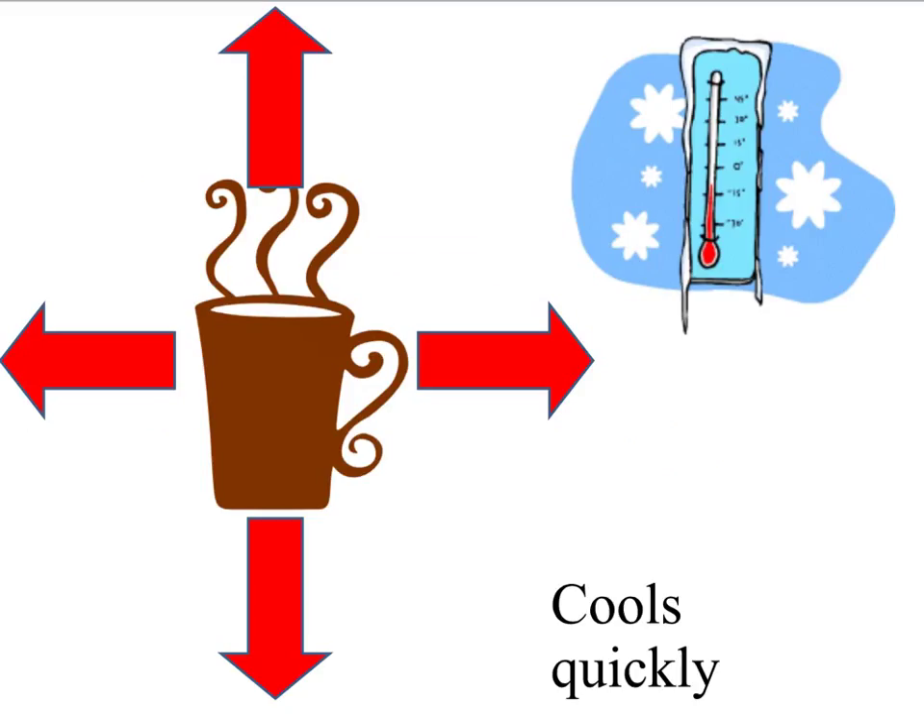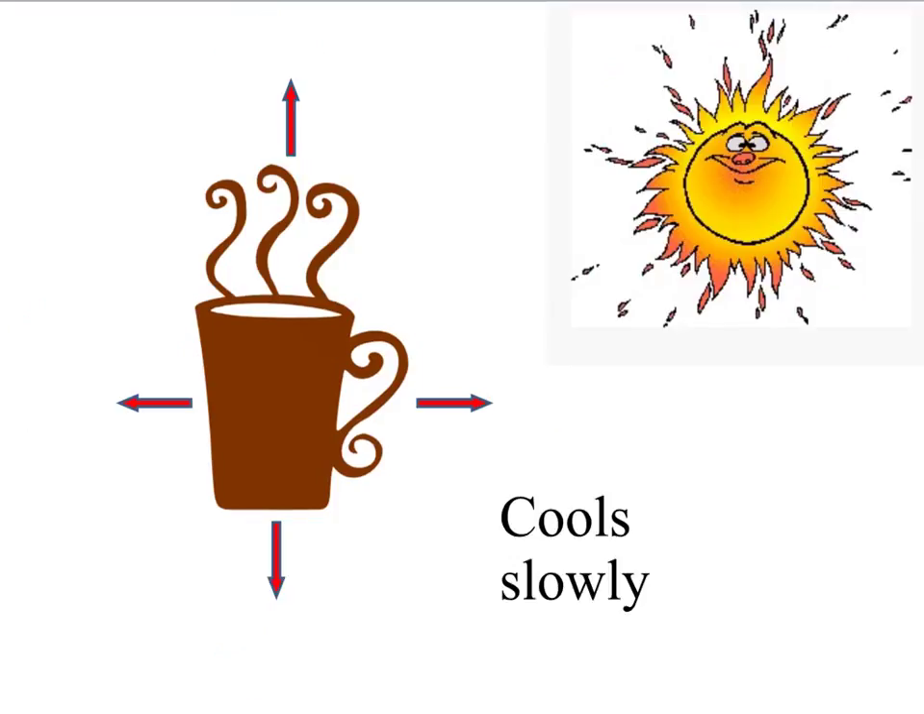One thing that affects how quickly an object like a cup of tea cools is the difference in temperature between that object and the surroundings. Now, if the surroundings are a lot cooler, then the object will cool quickly. So in this example, our cup of tea in very low temperatures is going to cool very quickly. Whereas in this example, we've got the same cup of tea on a much warmer day, and the tea is going to cool much more slowly because the difference in temperature between it and its surroundings is much smaller.